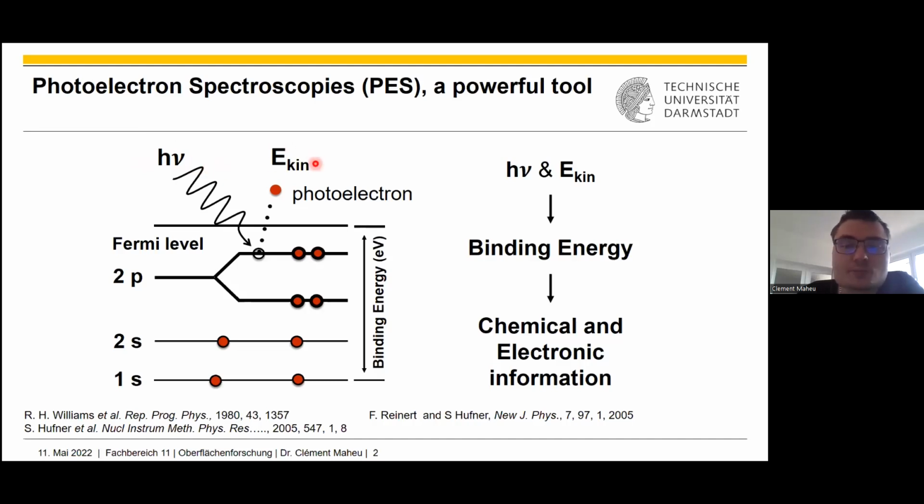So knowing this, and measuring that, then due to the conservation of energy, you can calculate the binding energy of your electron to orbitals of different elements inside your material. Because all these binding energies are more or less known, you can say, okay, I have this element inside my material. You can know the oxidation state of your element. And what I want to talk more about today is that you can measure some electronic, energetic properties of your material.